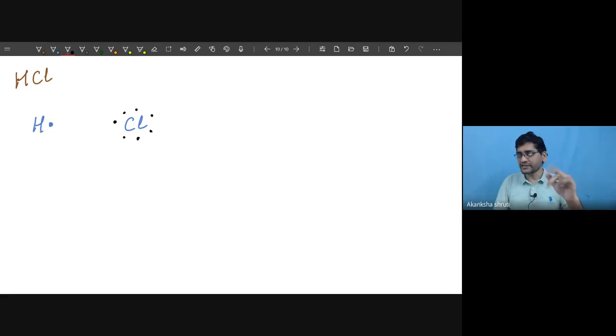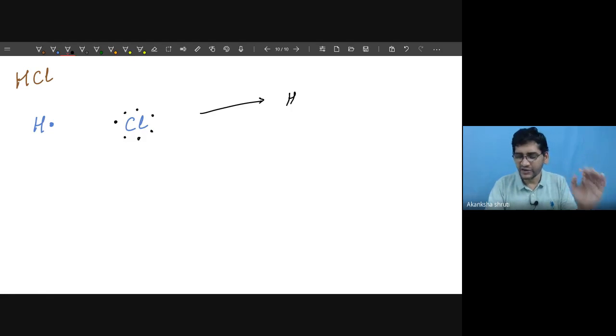In this case, we can think along 2 lines. One is that hydrogen may give 1 electron to chlorine and become H plus and Cl minus. The very first possibility is that hydrogen is converted into H plus by losing 1 electron, and chlorine gains that electron to become Cl minus, and HCl is formed. So it becomes ionic. You can say this is an ionic bond.